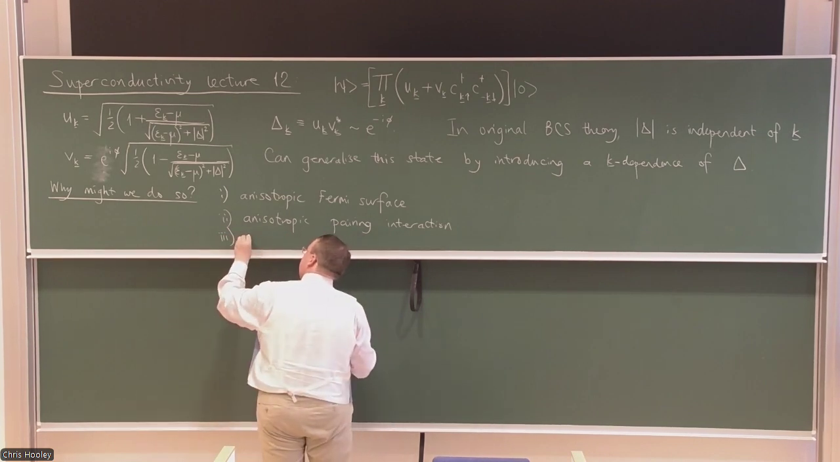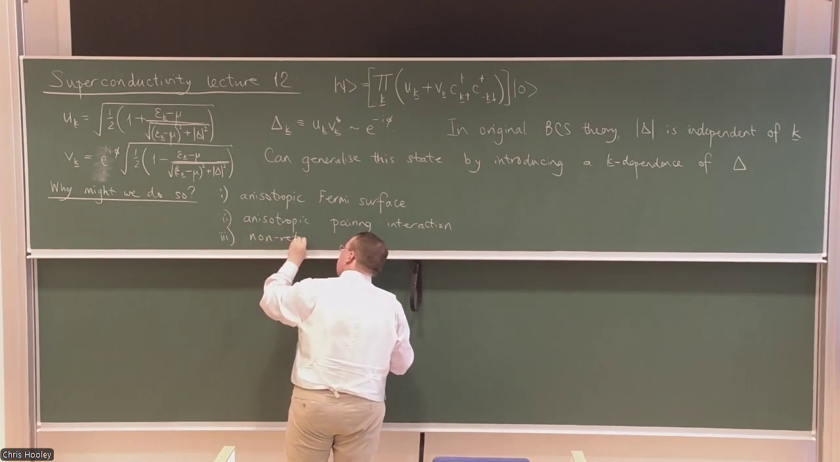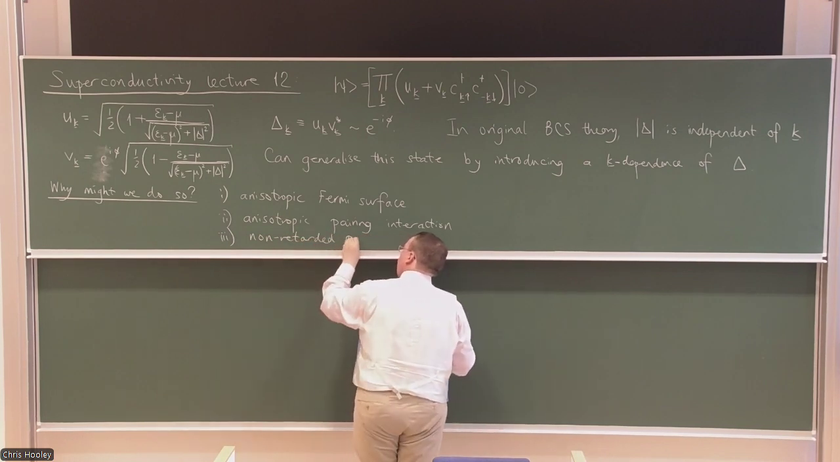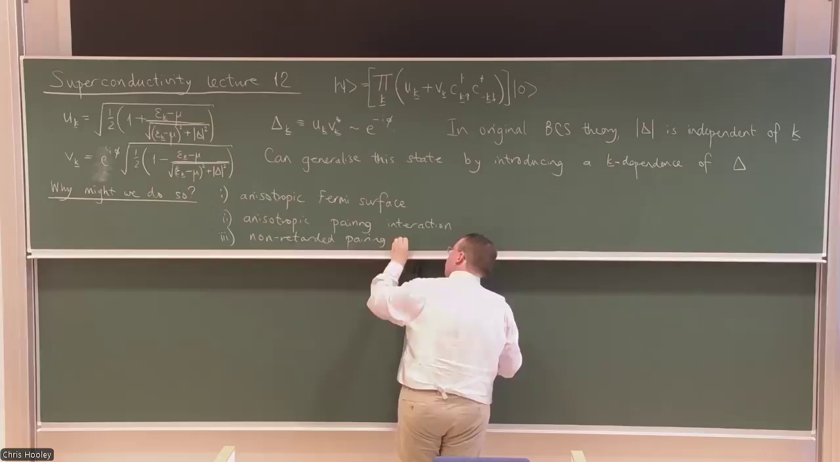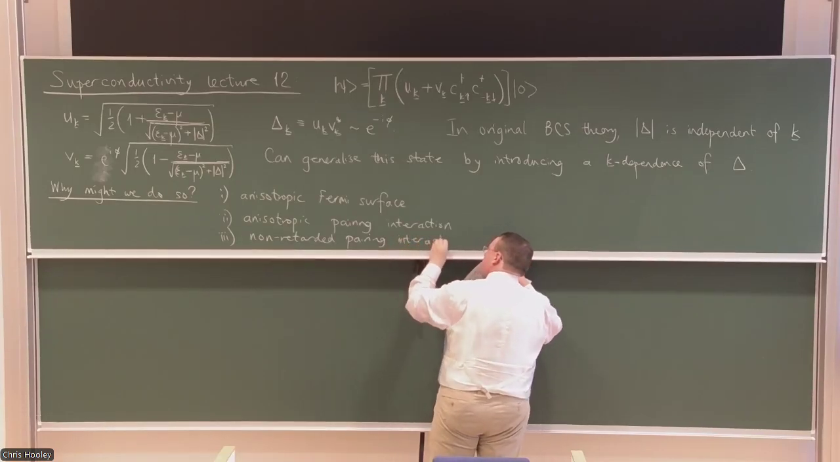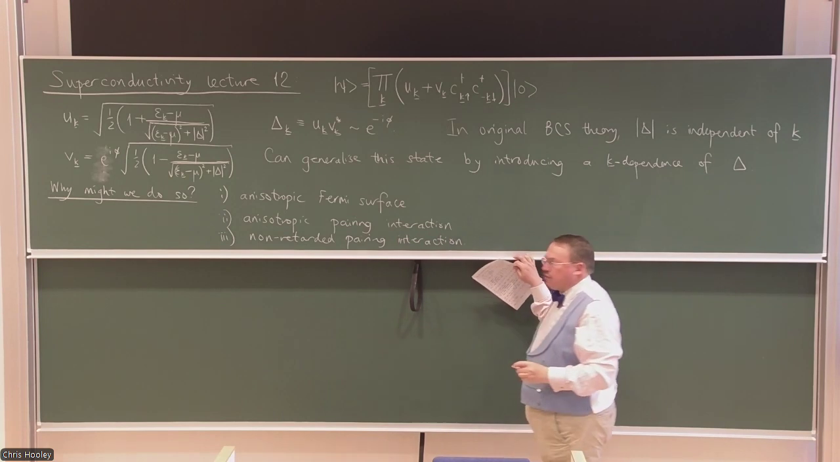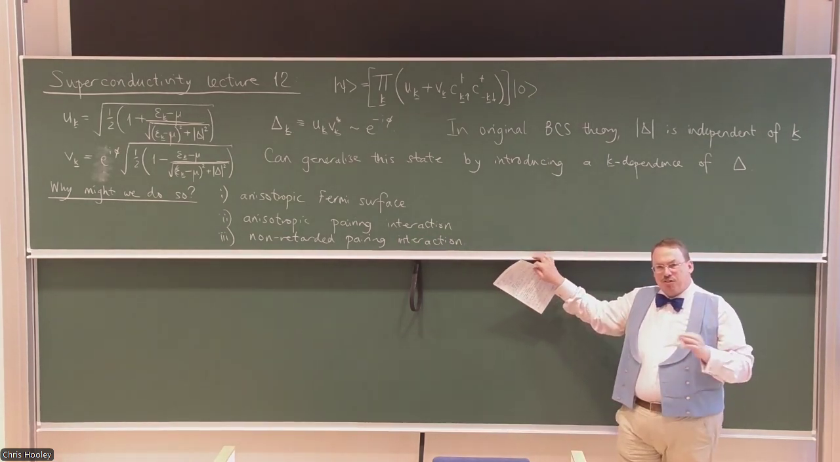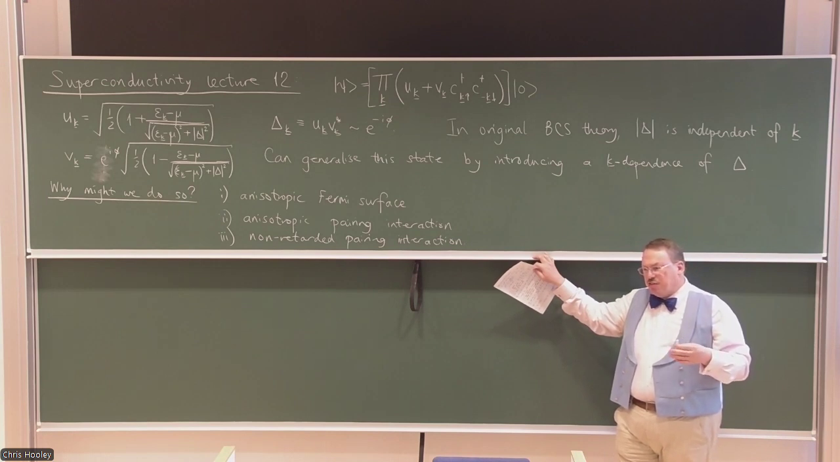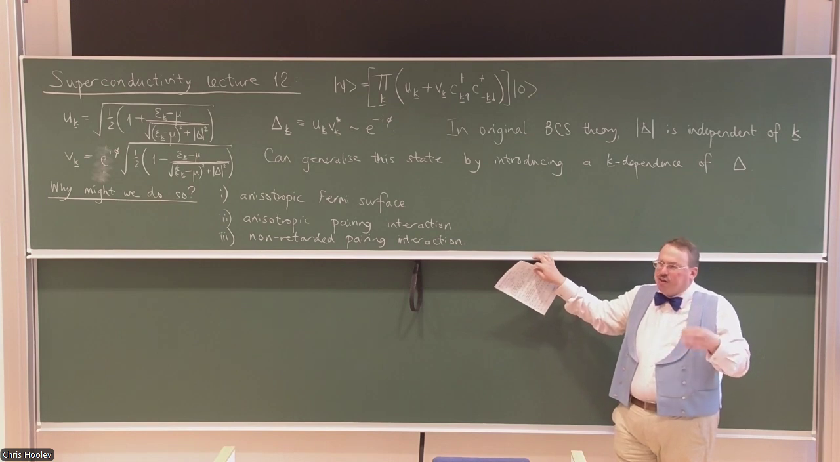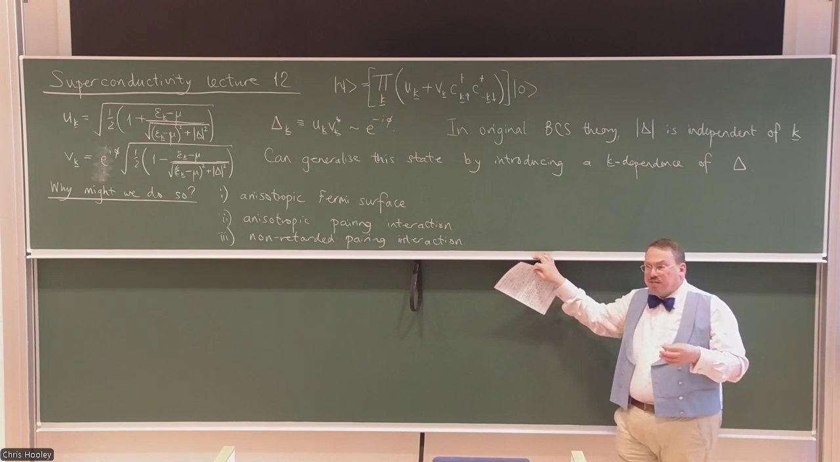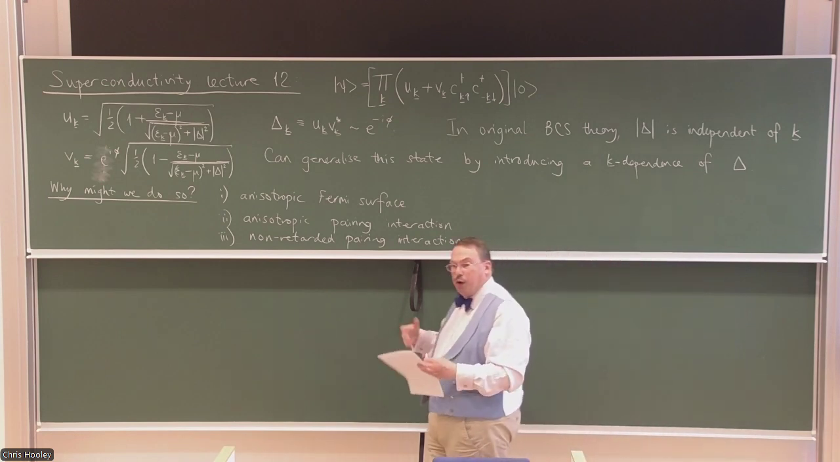And there's another interesting possibility, which is you might have a non-retarded pairing interaction. Remember when we first discussed exchange of virtual phonons, we pointed out that it doesn't seem obvious that the weak attraction coming from virtual phonon exchange should be able to overcome the strong Coulomb repulsion between the electrons. And the reason it does is actually because of time delay. Right? It's that the attraction from the phonons is weak, but it hangs around for longer.